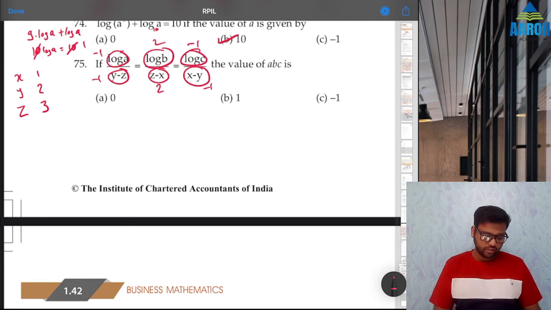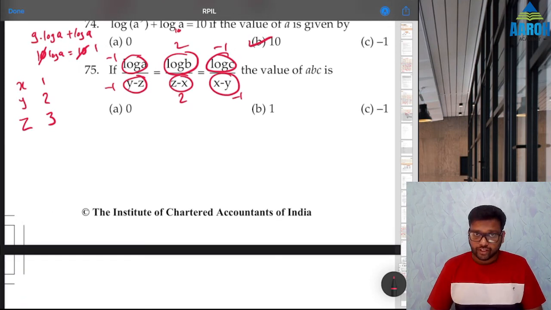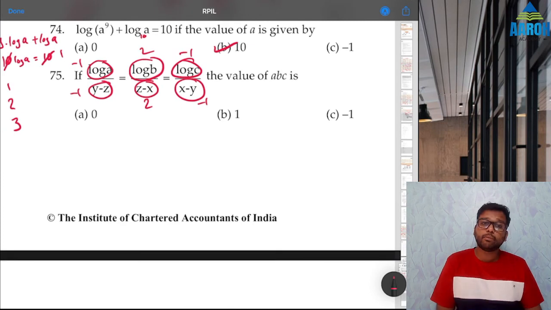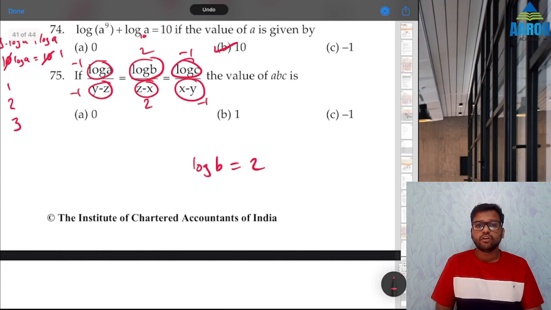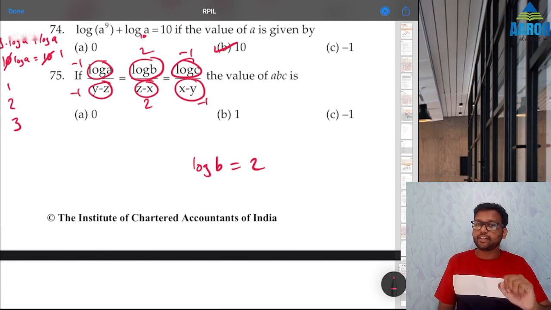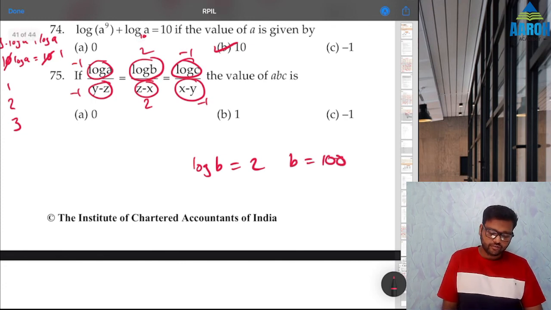So let's try it out. Now log a is minus 1. Okay, first thinking about log b will be easier. We want log b to be 2, right? Log of what is 2? Log of 100 is 2, right? That means b is 100.